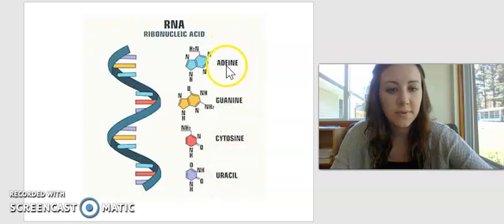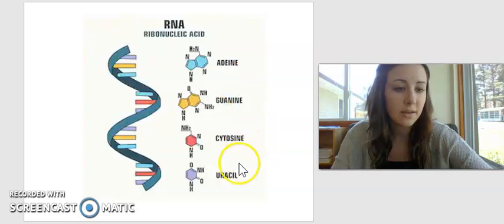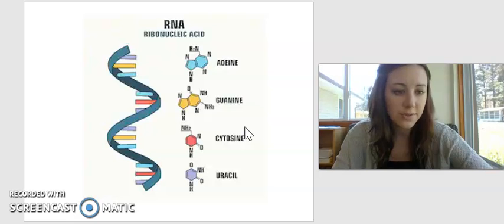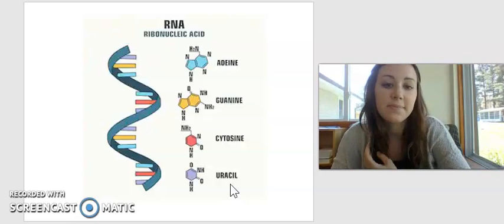And another one of the major differences, hopefully you can see, instead of A, T, G and C, you have A, U, G and C. In an RNA molecule, there is no thymine as one of the nitrogenous bases. Instead, it's replaced with something called uracil. It's another nitrogenous base, but again, RNA does not have thymine, it has uracil instead.